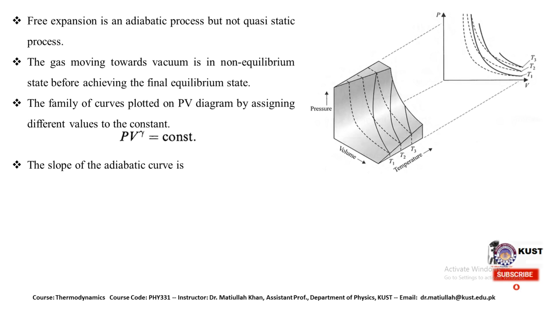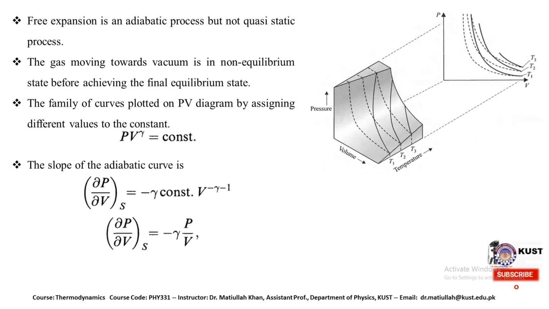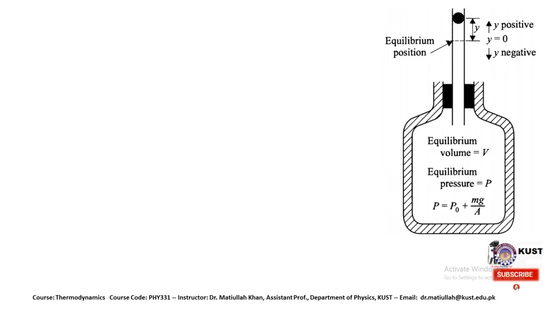The slope of the adiabatic curve can be obtained as the change in p with respect to v at constant s, which is equal to minus gamma times a constant times v to the power minus gamma minus 1. When we modify it, the change in p with respect to v at constant s will be equal to minus gamma p divided by v. The symbol s here describes the reversible adiabatic process.